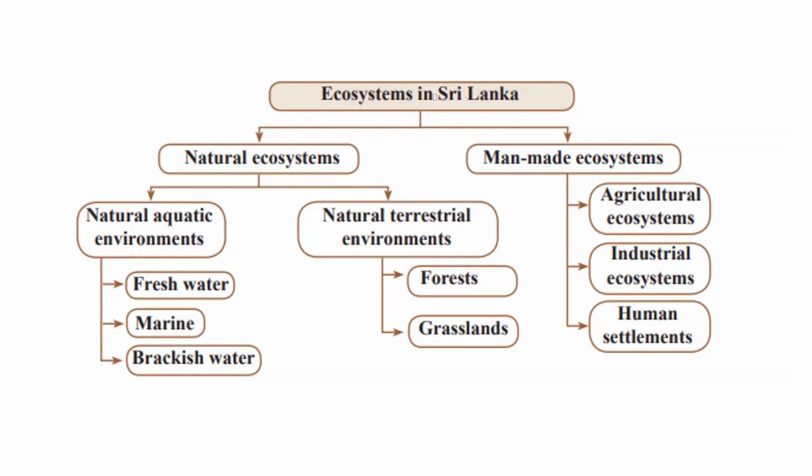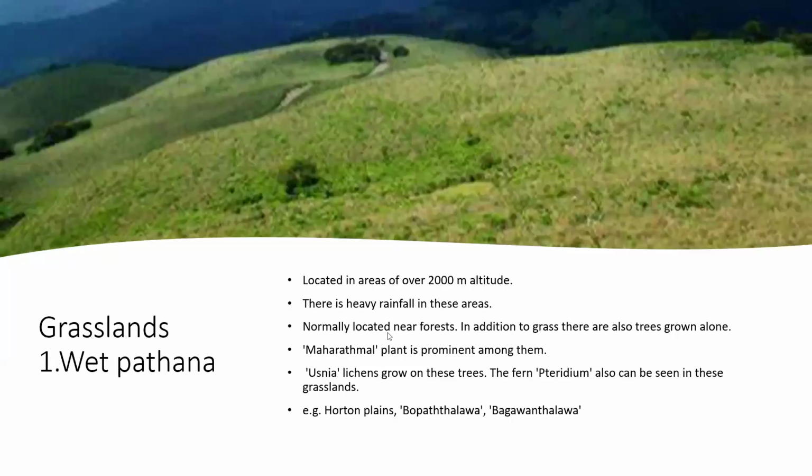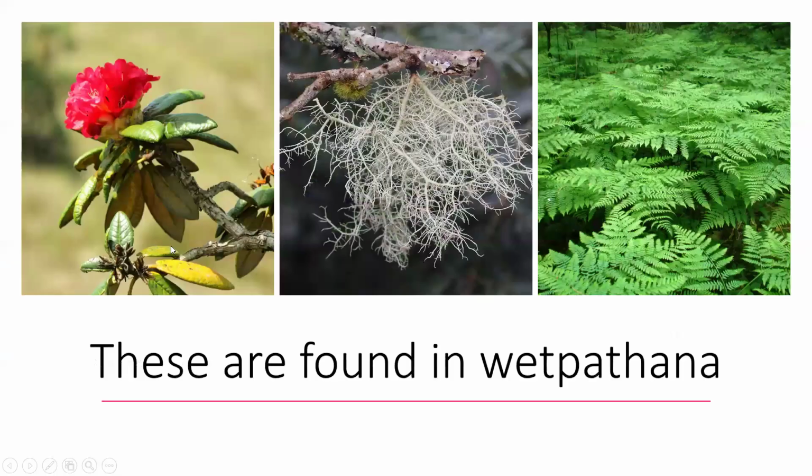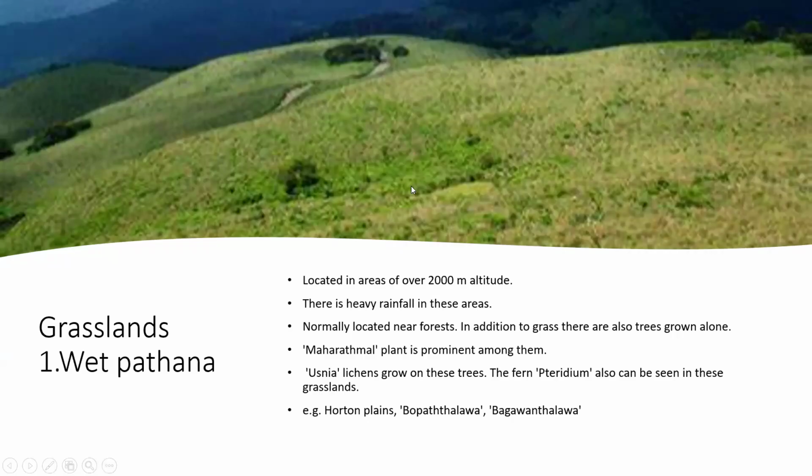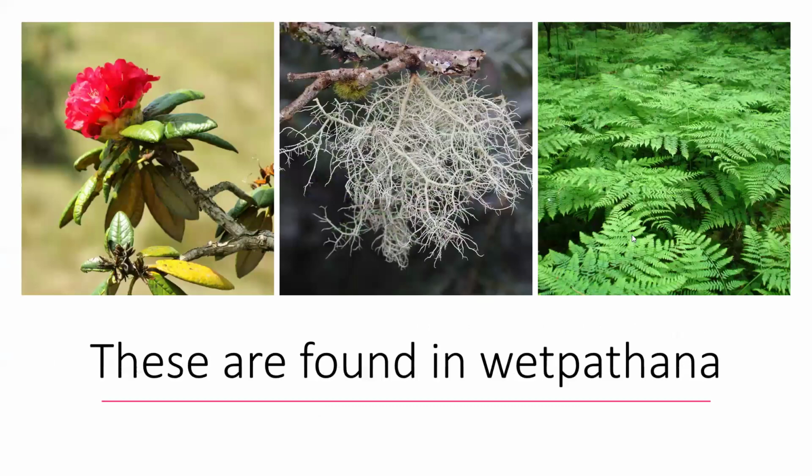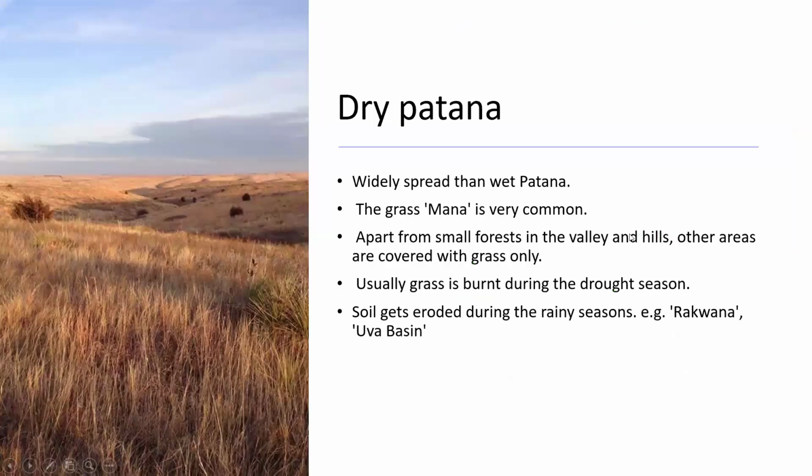So this question is from the grassland part. Let me show you that one. What are the grassland environments? First one we learned was wet patana, right? Examples: Horton Plains, Bopattalawa, Bhagavantalawa. And I told you the plants like Maratmal, Usnia, a lichen, and Pteridium, a fern, also found in the wet Patana environment.